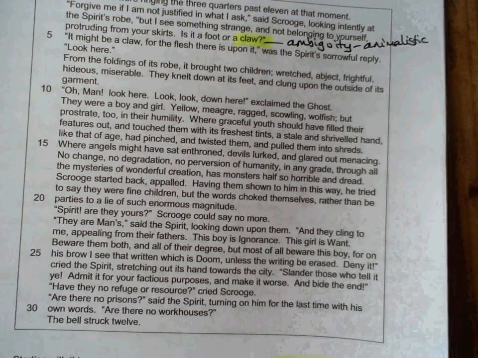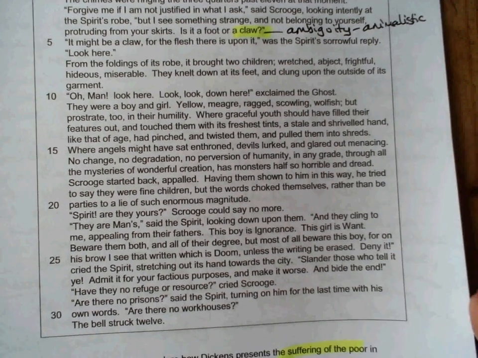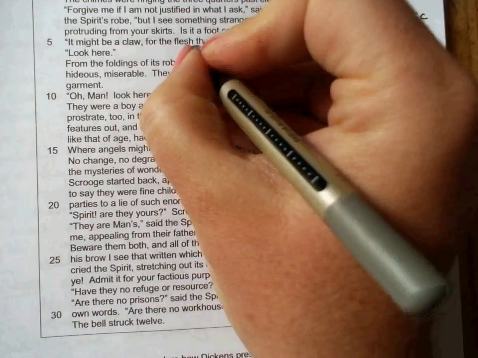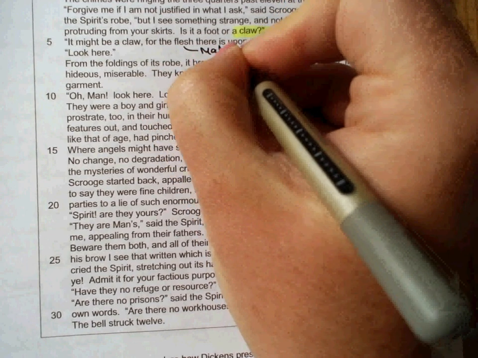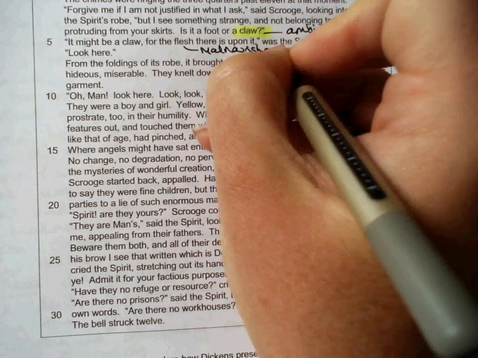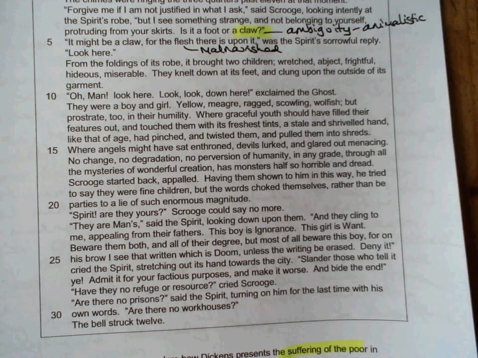And we learn from the ghost that it might be a claw for the flesh there is upon it. So there's an image of just the degree to which these children are malnourished. So when we're thinking about suffering of the poor, we could think about this.